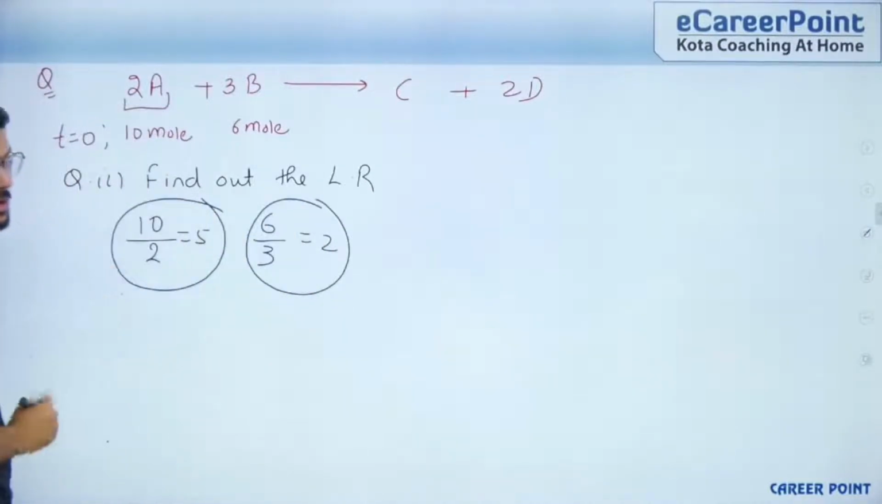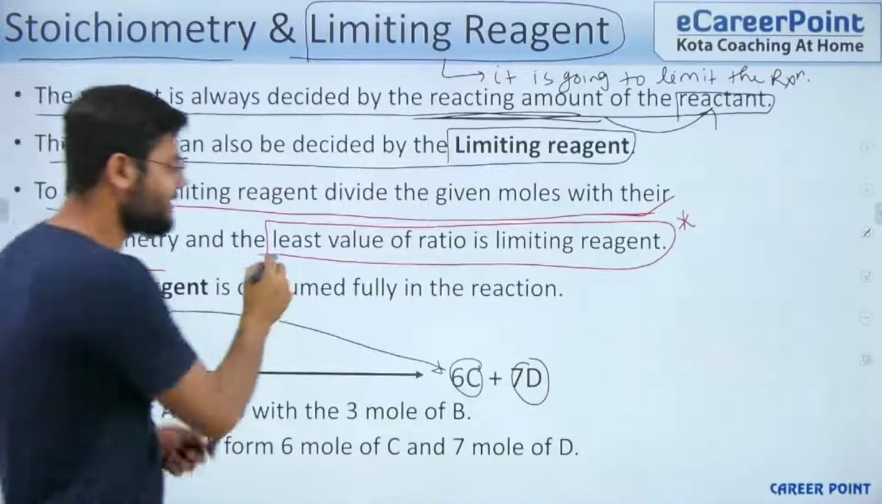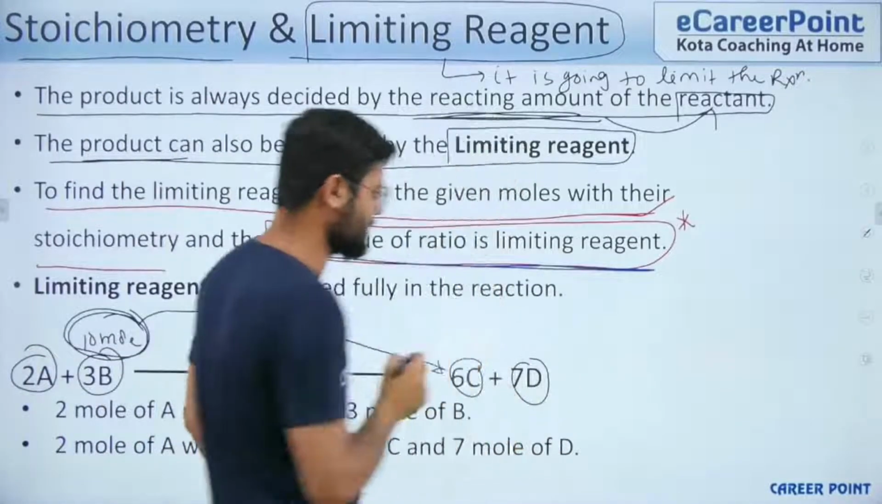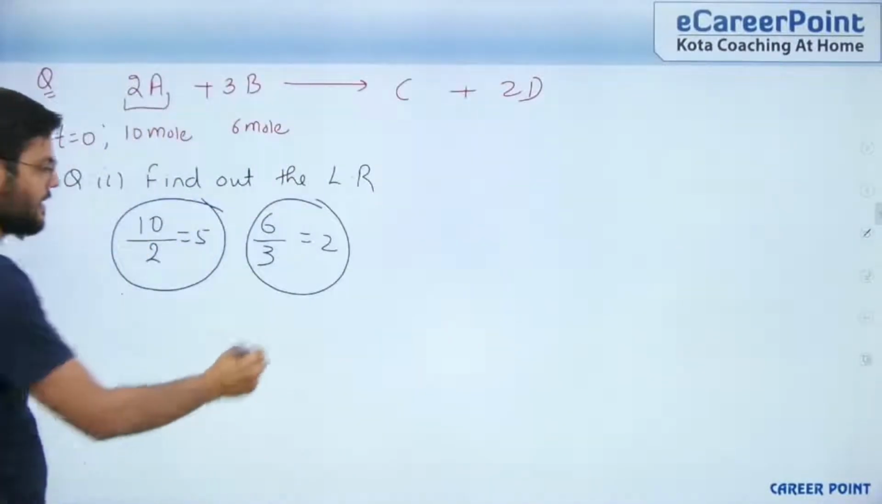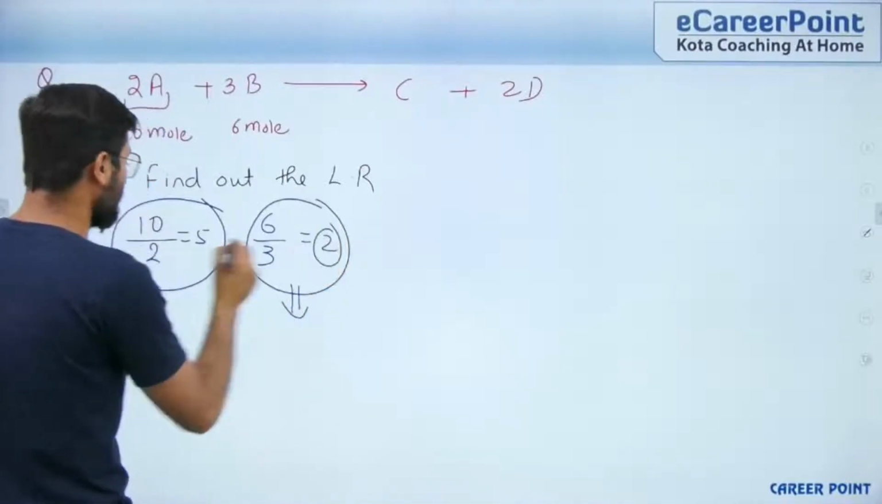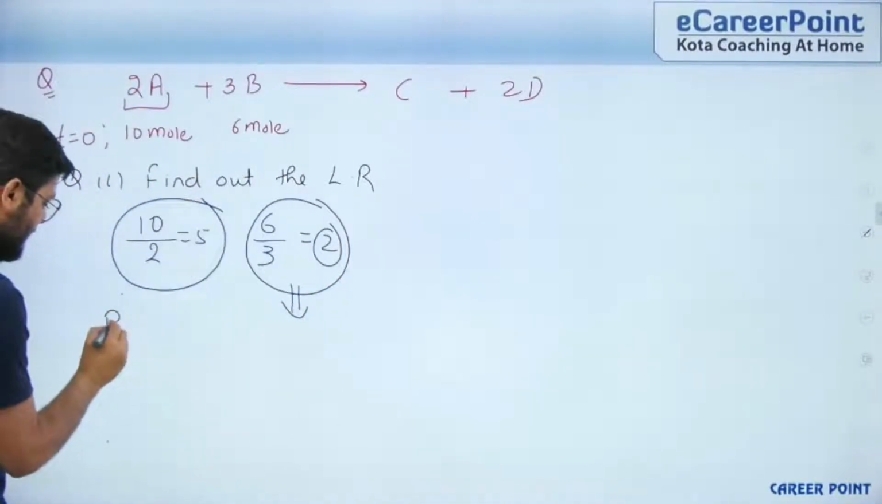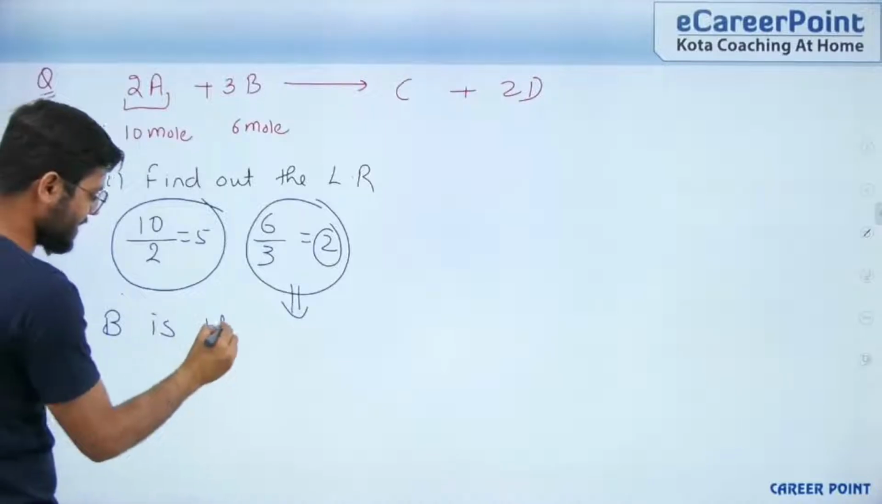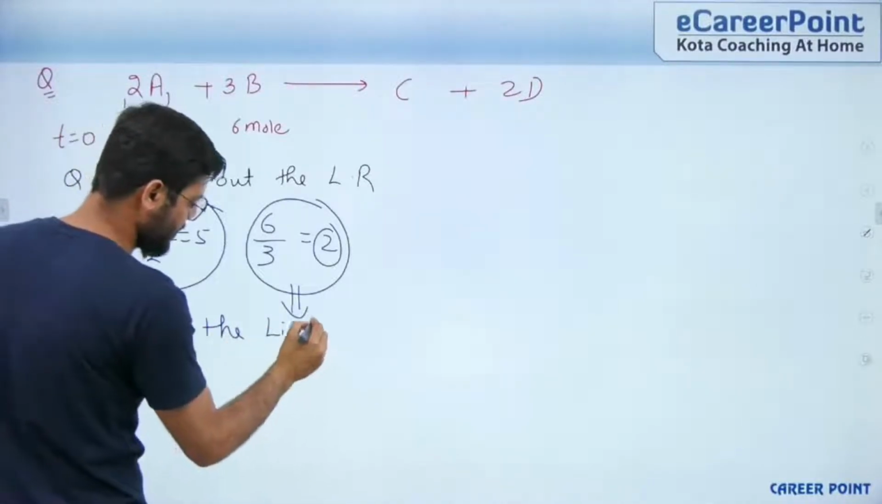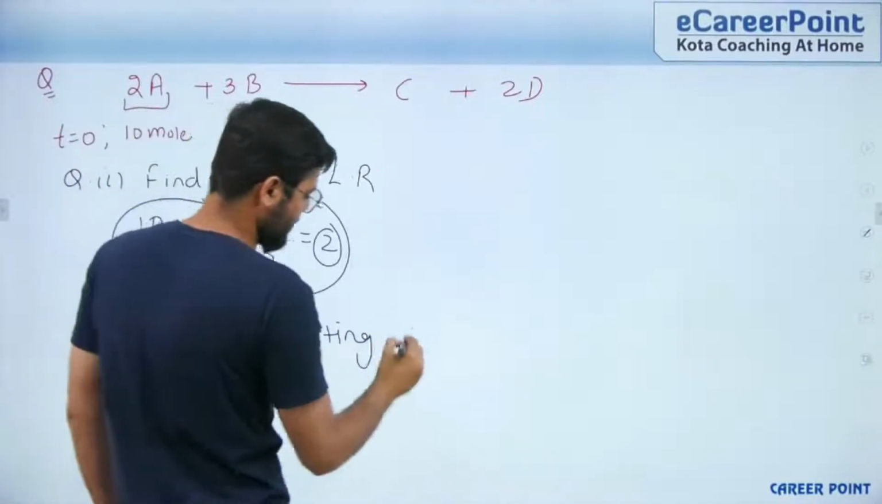This is 5. So what it is saying, the least value of ratio is the limiting reagent. So which is the least value? This is the least value. It is only 2, the other is 5. So B is the limiting reagent.